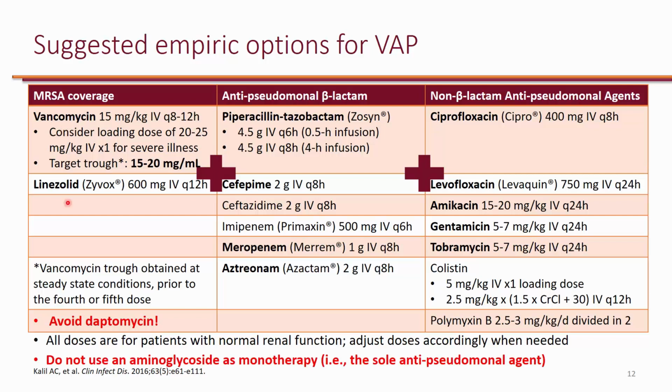It is extremely important not to use aminoglycosides as monotherapy. So if you were to use gentamicin, for example, it has to be in combination with one of these beta-lactams. Because in the studies that we have with aminoglycoside monotherapy, the rate of mortality was higher.